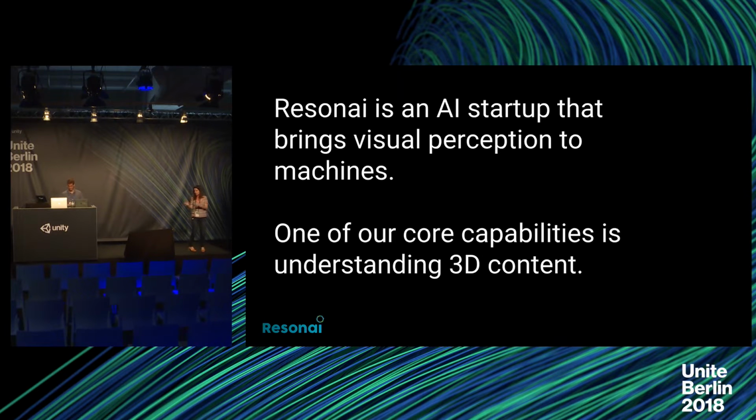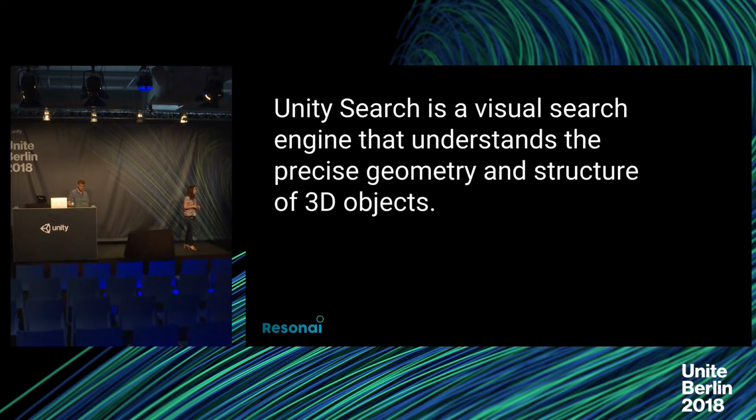I see this table, and I don't need to see the entire table to know that it's a table because it's context relevant. And I understand that the objects on the table are separate from the table, so I can pick them up. And this is exactly the experience that we're trying to enable computers to have of the real world. And one of the core capabilities of understanding the real world is understanding 3D content. So we've partnered with Unity in order to bring these capabilities to Unity developers to enable much more efficient access to the content on the asset store.